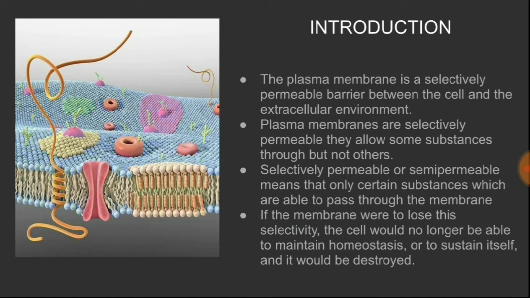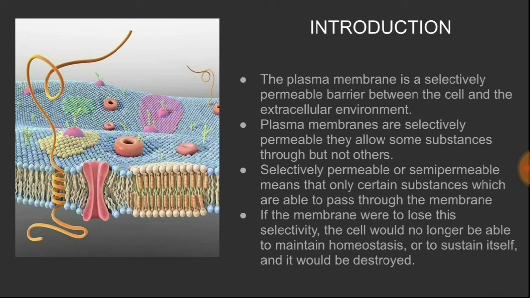Moving on, they have told that the plasma membranes are selectively permeable. They allow only certain substances to pass through. It doesn't allow all substances to pass through the cell. It allows only what is required for the cell and important for cell growth and division. So selectively permeable or semi-permeable. What is the meaning of selectively permeable or semi-permeable? It is when only certain substances are able to pass through the membrane.